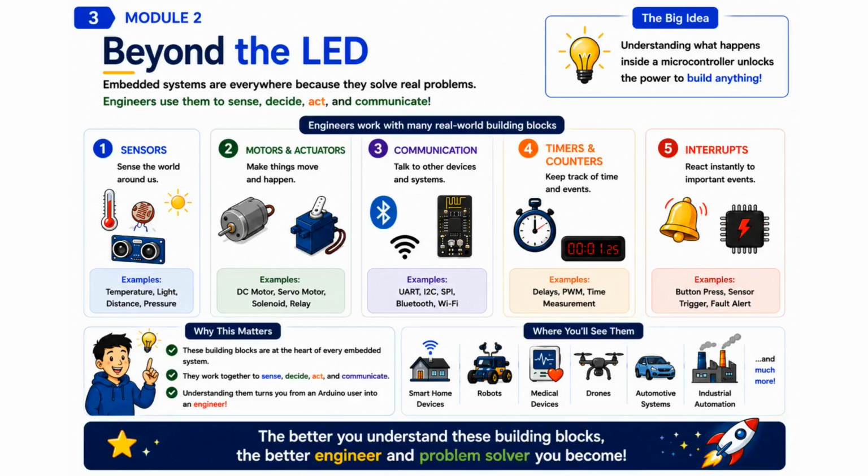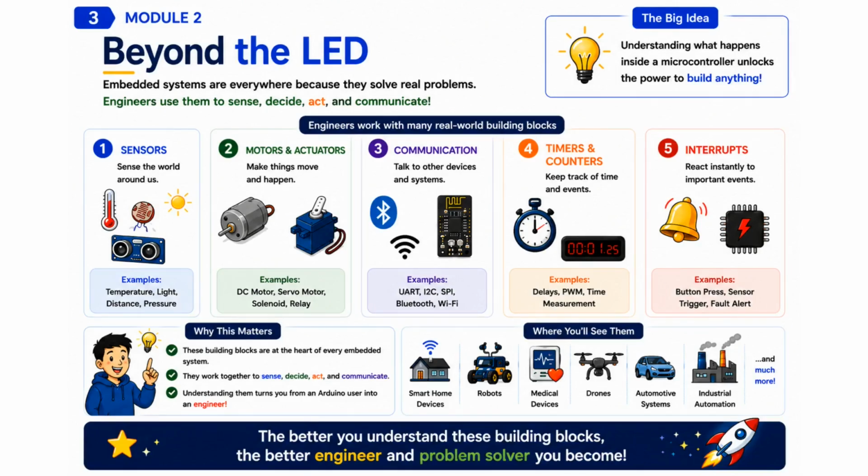The fourth building block is timers and counters. These help us measure time, create delays, generate PWM signals, and keep track of events. And finally, we have interrupts. Interrupts allow a system to react immediately when something important happens, such as a button press, a sensor trigger, or a fault condition. These 5 building blocks are at the heart of almost every embedded system.